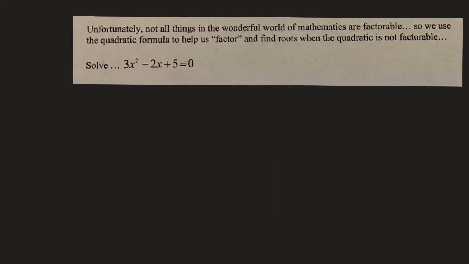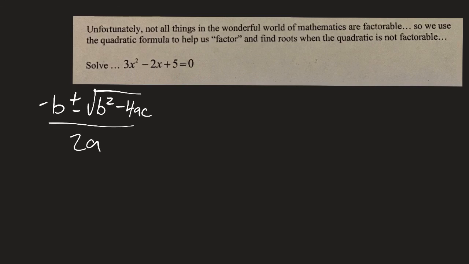Our next example, this one has a middle term and it's not something we can factor. So unfortunately, we're going to end up using our quadratic formula, right? So last week we solved some problems using the quadratic formula. So let me remind you what it is. Negative b plus or minus the square root of b squared minus 4ac, divided by 2a, okay?